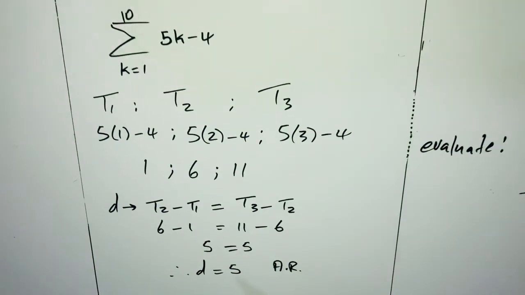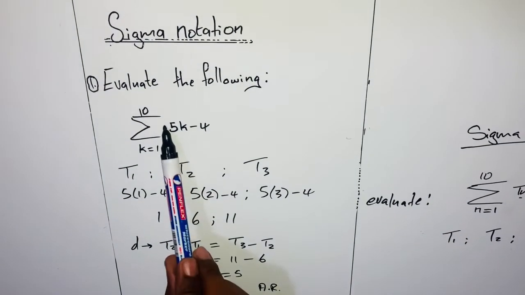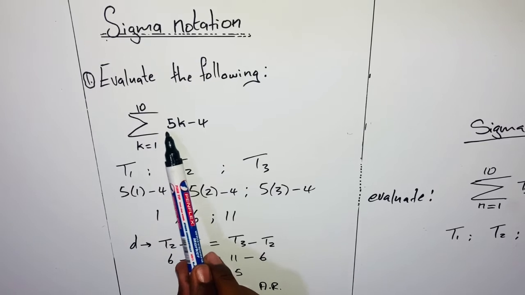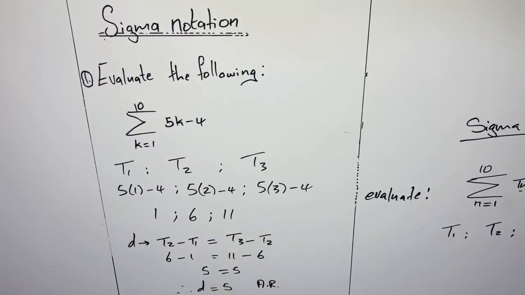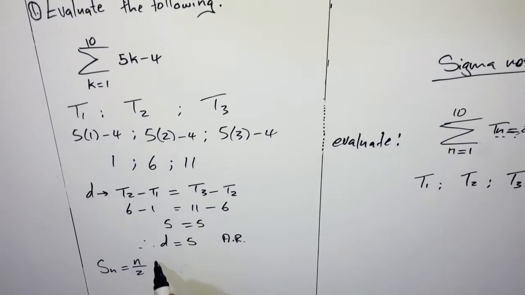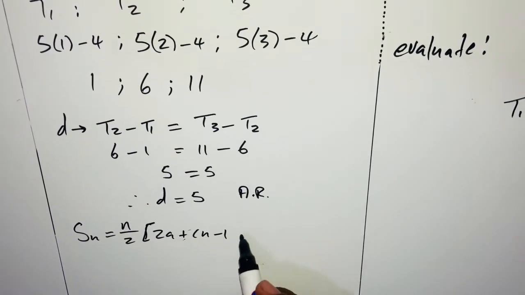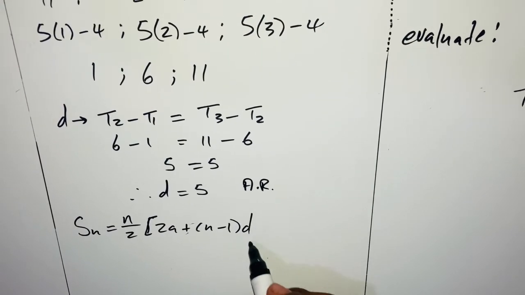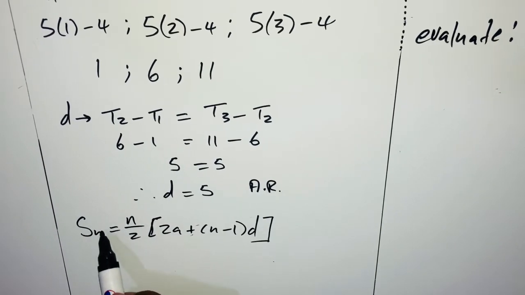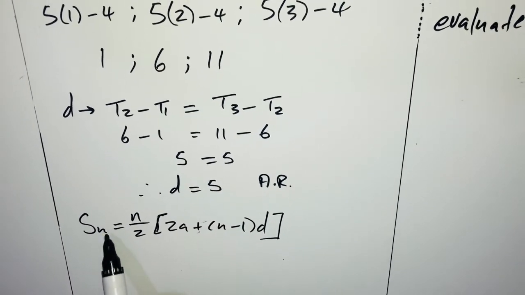So now I know that since I found my common difference, the sigma I'm dealing with is a sigma where I'm supposed to find the sum of an arithmetic sequence. So now I go on to write my sum formula: S n equals n over 2 times 2a plus n minus 1 d. And now for me to find the n, I will determine how many terms I'm finding the sum of.